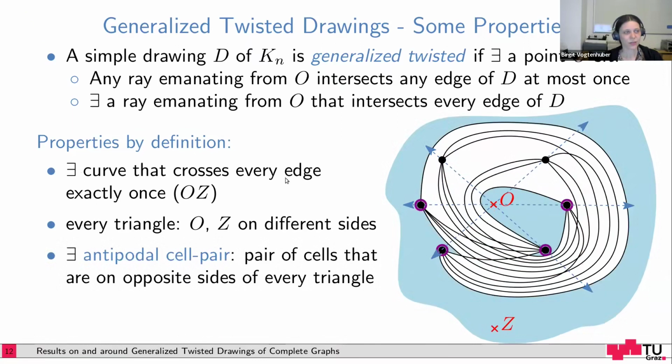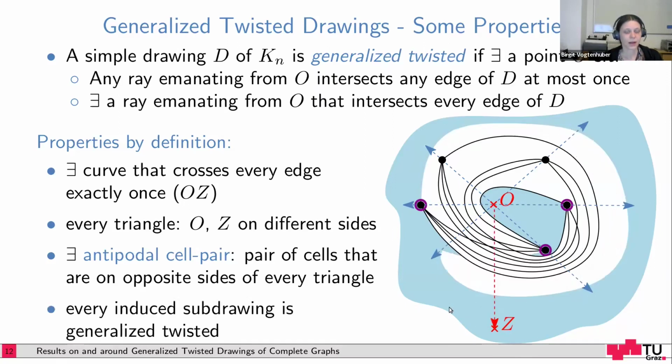Something that immediately follows also from the curve that crosses every edge and from this triangle property is that there exists a pair of cells such that the one cell lies in the interior of every triangle and the other cell lies in the exterior of every triangle, or those cells are on opposite sides of every triangle. And also something that is obvious by definition, if we take an induced subdrawing, so we remove some vertices and their incident edges, then we still are C-monotone, we still cross every one of the remaining edges, so every induced subdrawing is also generalized twisted.